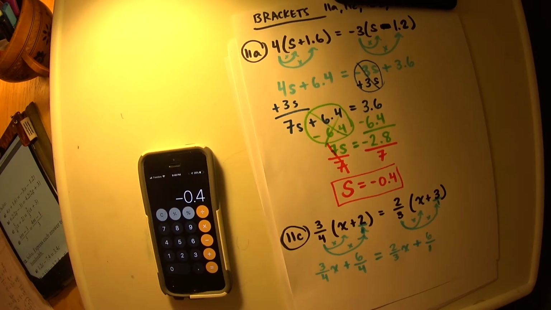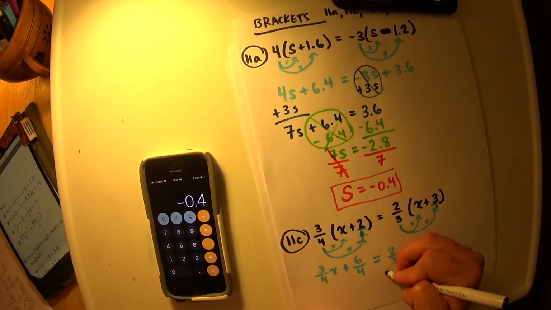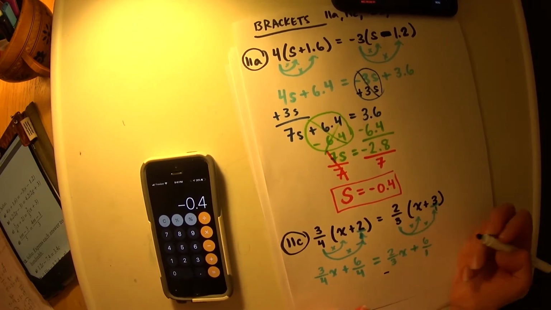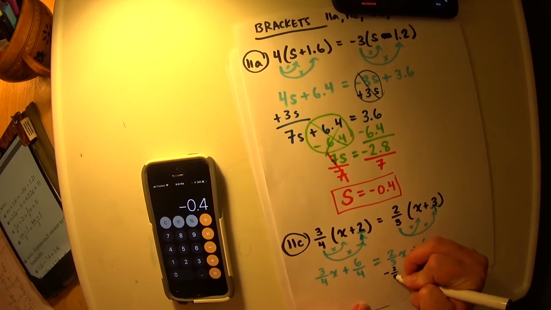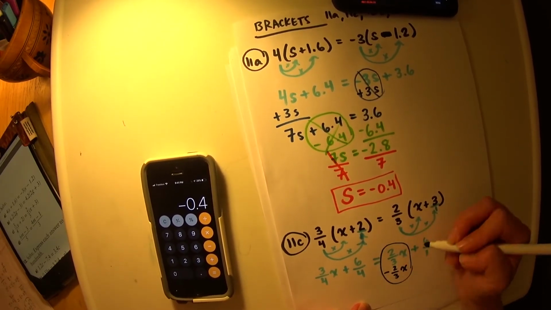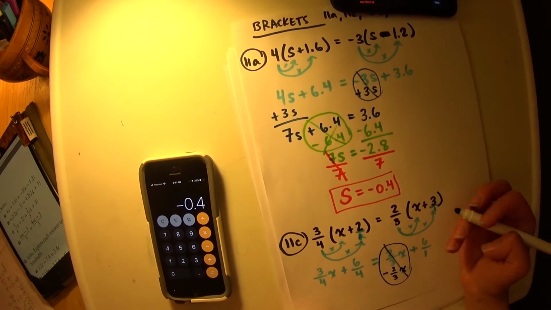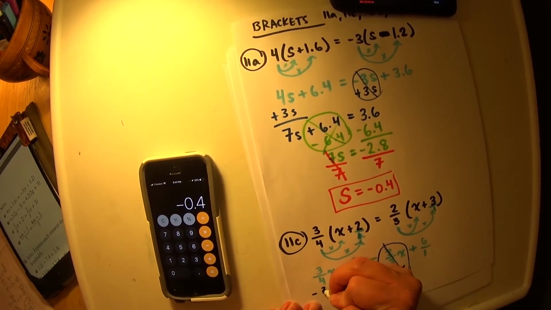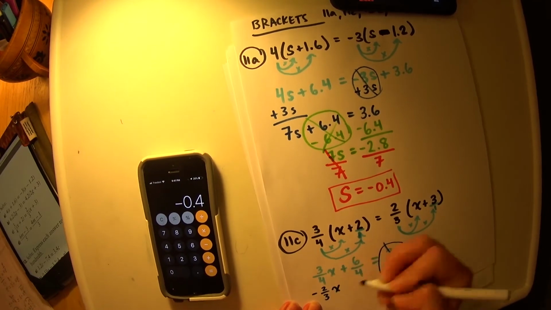Okay, so I'm going to move this one over. The opposite of positive 2/3 is to subtract 2/3. So 2/3 x minus 2/3 x, gone. Same thing to the other side, minus 2/3 x.